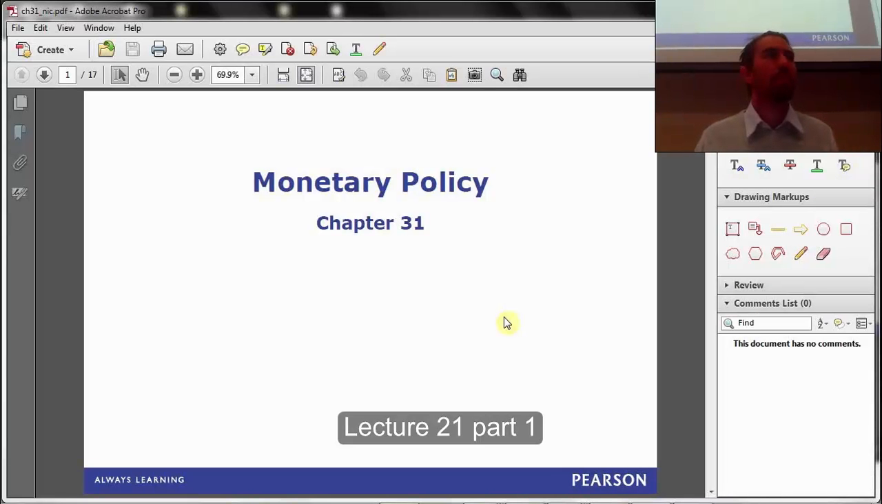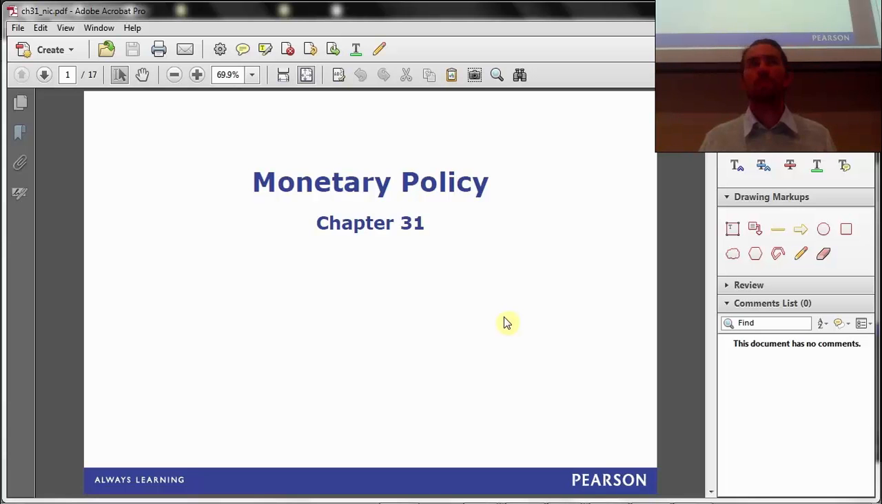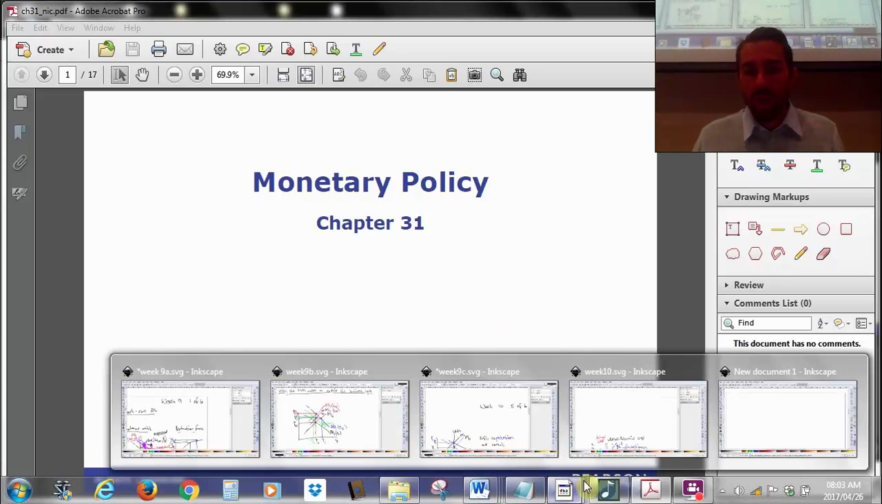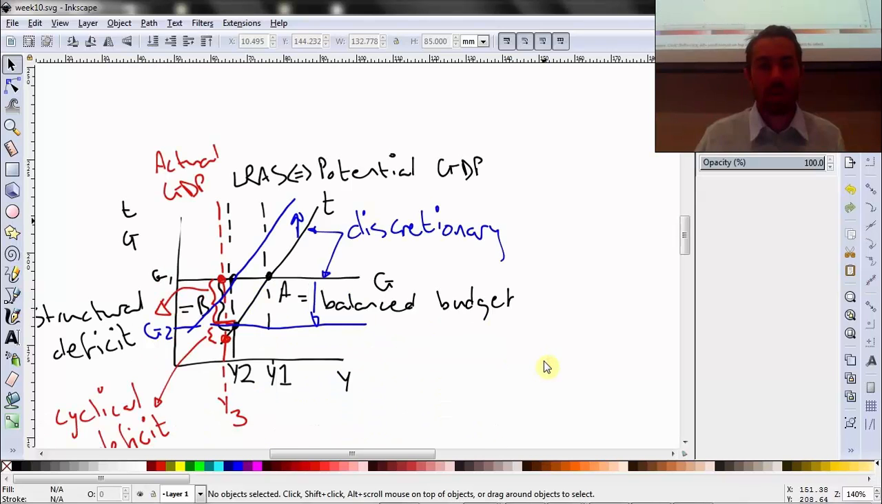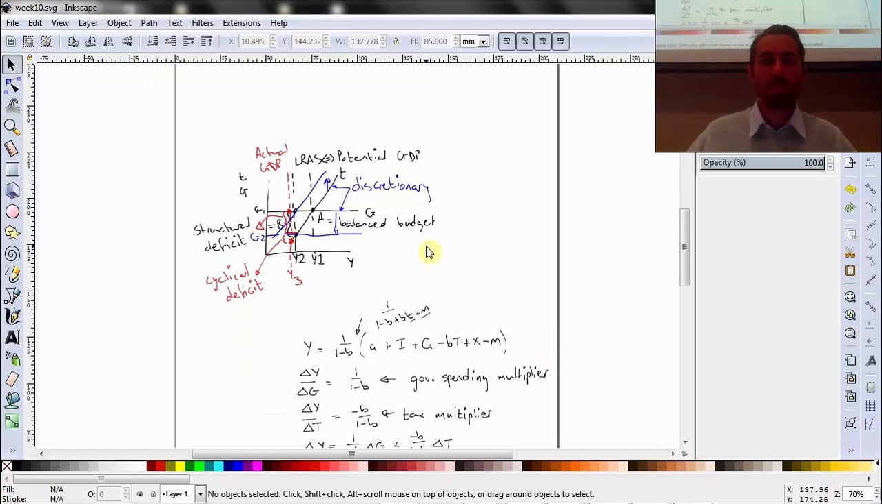Just to briefly recap, Chapter 30, Fiscal Policy. We looked at fiscal policy in terms of an ASAD diagram, shifting the aggregate demand curve. There was a diagram that we went through that was new, which was to plot government spending and taxes against output.